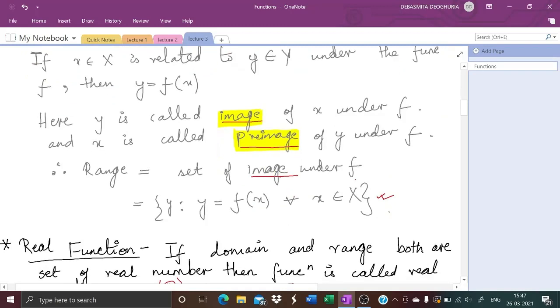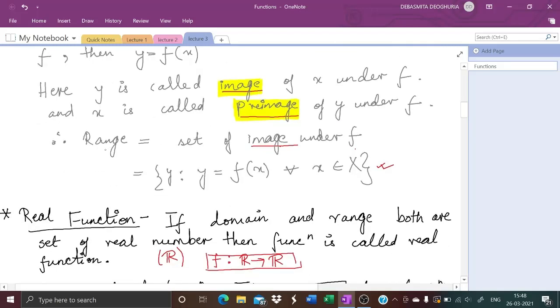Next is image and pre-image. Basically, the elements in the set Y are called the image of X under f. The elements in the set Y which have an X associated to them, that is the set of range, would be your image, and X is called the pre-image of Y under f. This is just a term to remember, because sometimes mathematical terms are also used in the question, so you can understand that. Also, a range can be defined as the set of images under f.